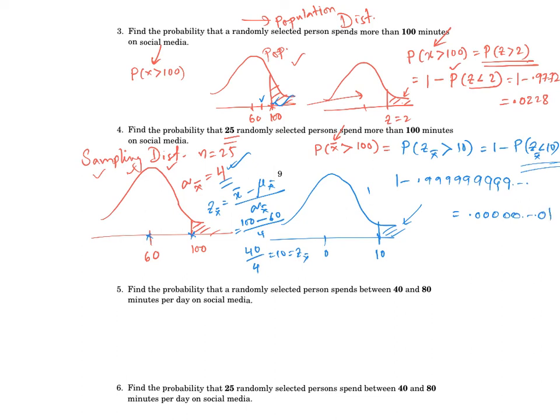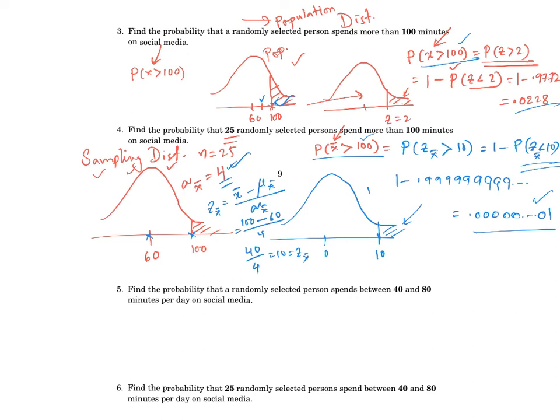Okay, your chance of the average of 25 people being more than 100 minutes per day is extremely small compared to a single person. Look, for a single person, the fluctuation or the variance is higher, right? In that case, what you get is this. The probability that one individual will talk more than 100 minutes a day is about 2.28%, but the probability that the average of 25 people will be more than 100 minutes a day is extremely small.